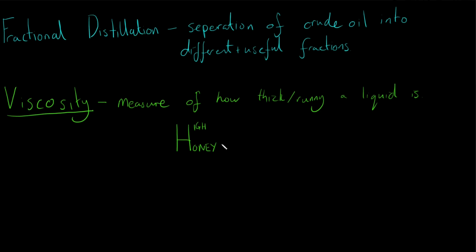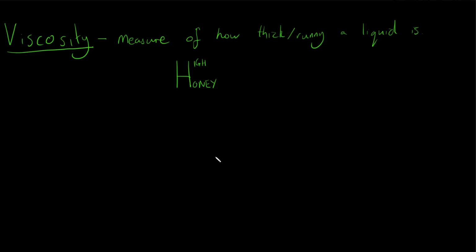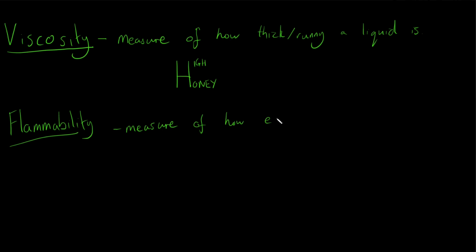Honey has a high viscosity. It's very thick. It doesn't pour very easily. Whereas, as I said, something like water with a low viscosity is just quite thin and it runs very well. It's easily poured. Now, the next keyword that we need to know for our fractional distillation column is probably one that's going to be a little bit more familiar to you than viscosity was, and that is flammability. Now, the flammability of a substance is the measure of how easily a substance will burn.